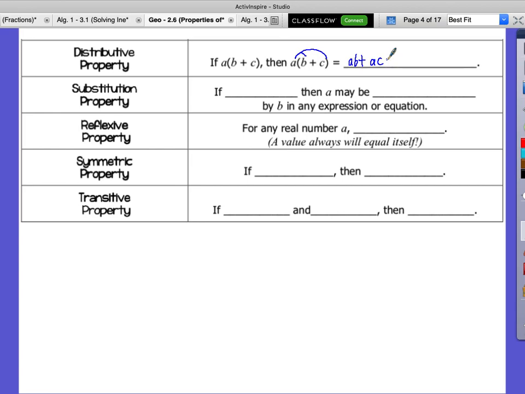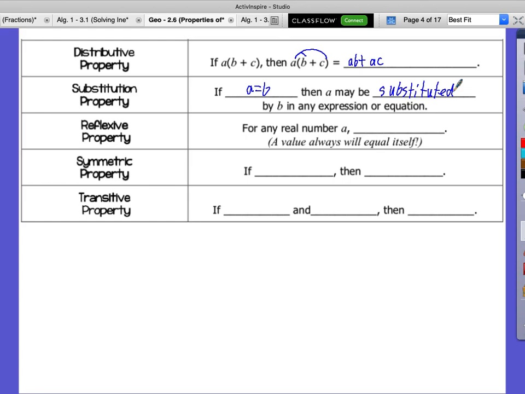Then we have our substitution property. We just call this substitute, or a lot of times our slang in math is to plug it in. So in this case, if A is equal to B, then A may be substituted or put in place of by B in any expression or equation. So we're saying if two things are equal, then we can replace them whenever we want because they're the same. So that's like we have x equals 4, and then we plug 4 back into the equation. That's using the substitution property.